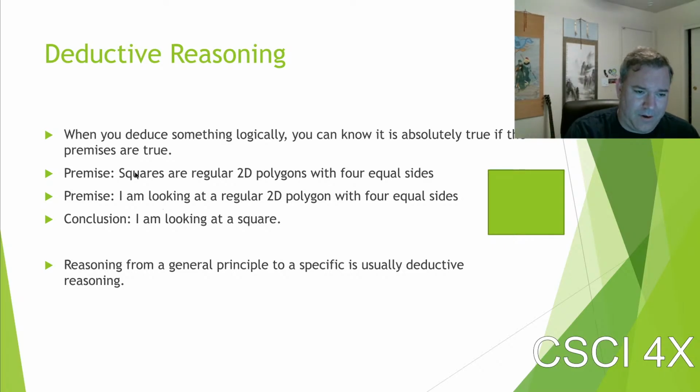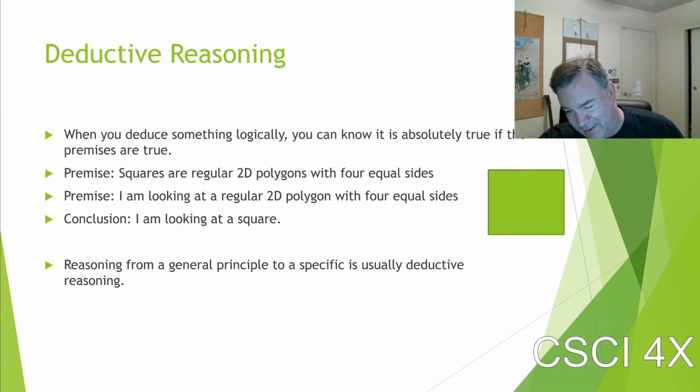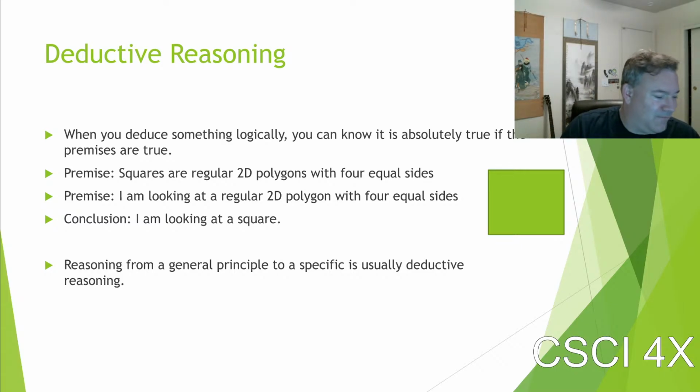And it's pretty hard to attack this one. Squares are regular 2D polygons with 4 equal sides. Yeah, it seems pretty correct to me. This premise: I'm looking at a regular 2D polygon with 4 equal sides. Yeah, you can attack it by getting out a ruler and measuring the supposed square, and saying, nope, it's not a square, it's a rectangle. So that's how you would do a counter argument. Nope, that is not a square, that is a rectangle. It does not have 4 equal sides.